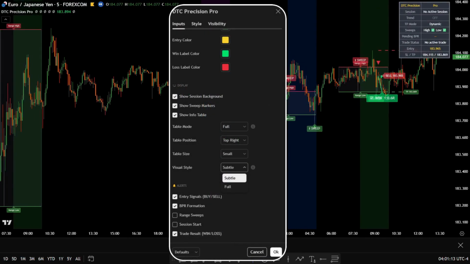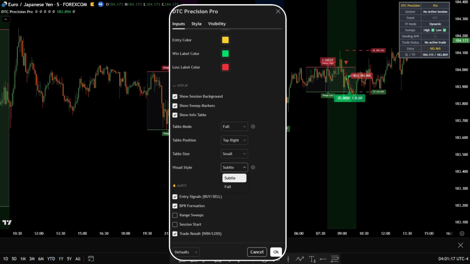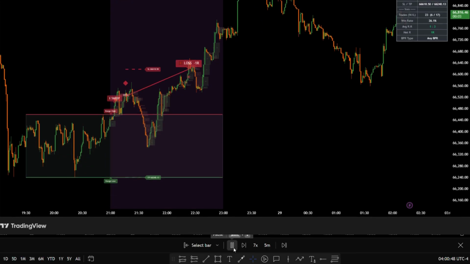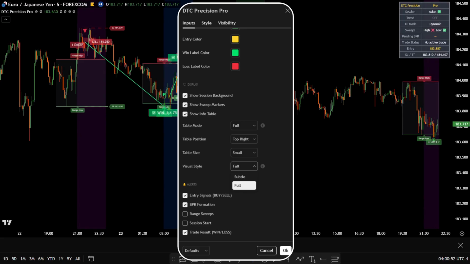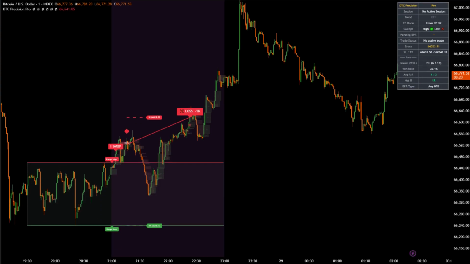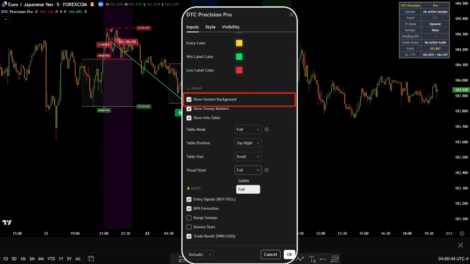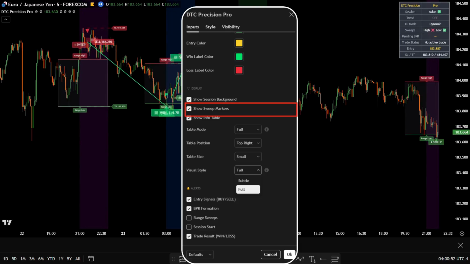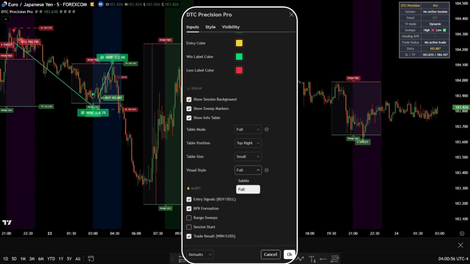Visual style has two options. Subtle is the default. All labels, arrows, the BPR box, and the info panel use semi-transparent colors. They're visible, but they don't compete with the price action for attention. Full makes everything 100% opaque, solid, bold, impossible to miss. Better for screenshots or presentations where you want maximum visual impact. Also in this group, show session background toggles the colored backgrounds during sessions, and show sweep markers toggles the sweep labels. If your chart feels too busy, turn off what you don't need.